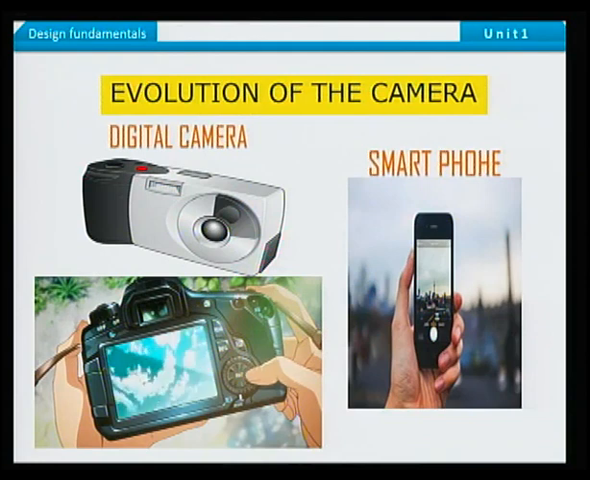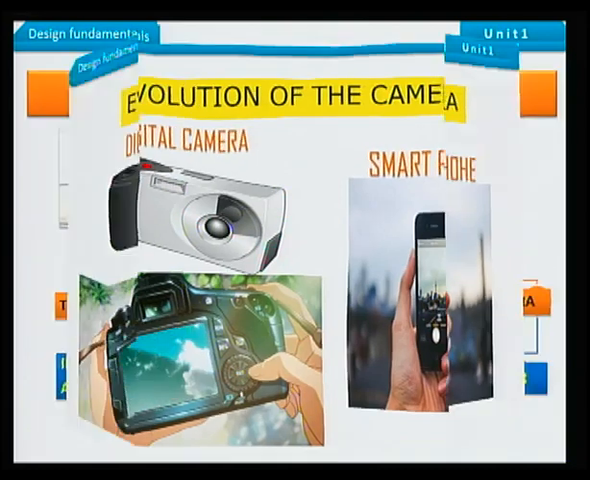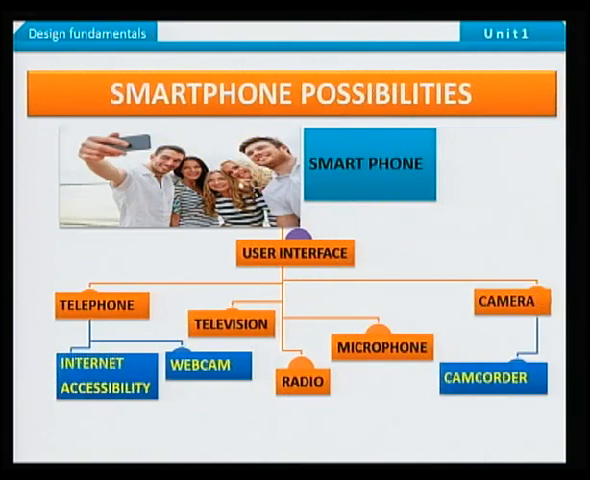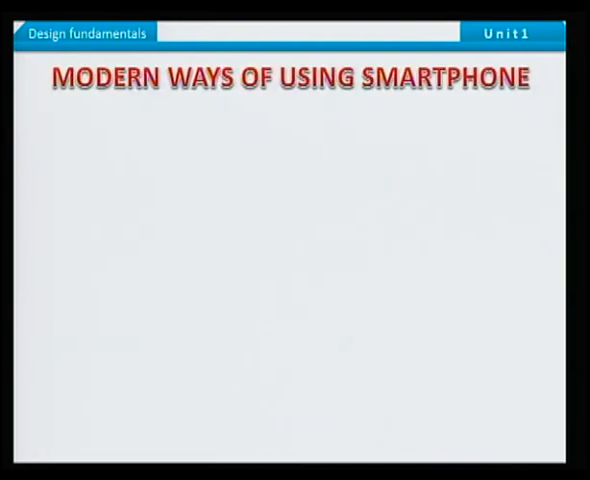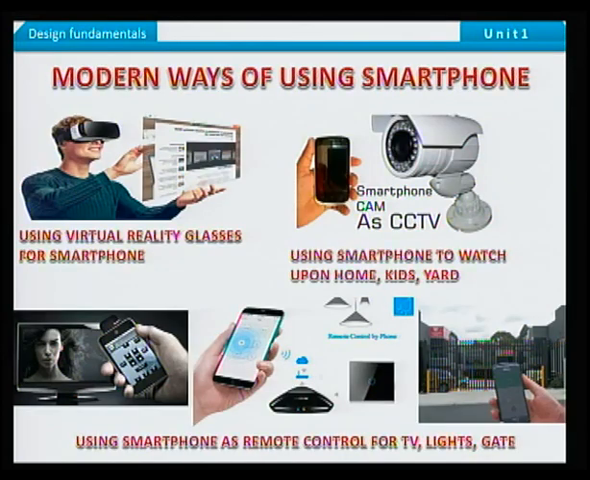Then, in the 1990s came the digital camera. With rapid evolution, mobile phones have taken up the function of camera. Today, the smartphone offers many options. You can have access to the internet, TV, videos, microphone, camcorder, user interface, radio, and so many other facilities are available. Technology has revolutionized our way of living and thinking. The smartphone allows viewing using virtual reality glasses. It can control CCTV cameras, TV, air conditioning, and so many other applications can also be monitored.